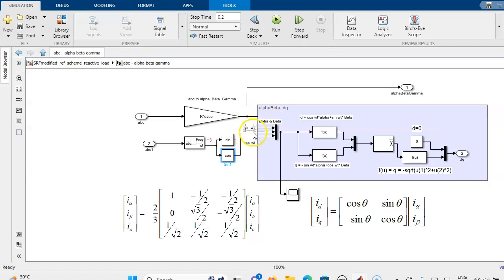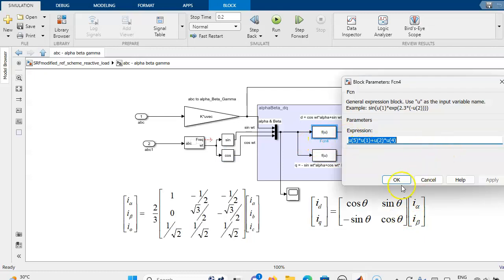Here sin omega t is u of 4 to this mux, and cos omega t is u of 5. Then this mux output is connected to the function block. In this function block, you will get the DQ component. So cos theta into I alpha plus sin theta into I beta, you will get the D component here.